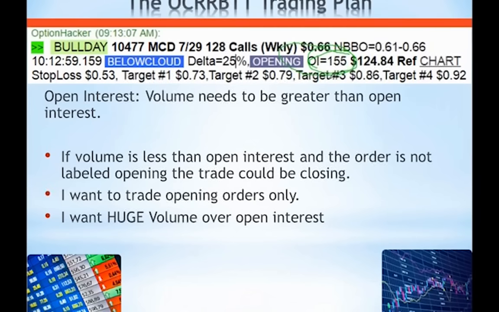So if I ever see an order where the volume is less than open interest, then I can't say for sure whether it's an opening position or if it's a trader covering an existing position and exiting it. And if that's the case, then I'm done. I move on to the next alert. I don't need to pay attention to this one anymore.